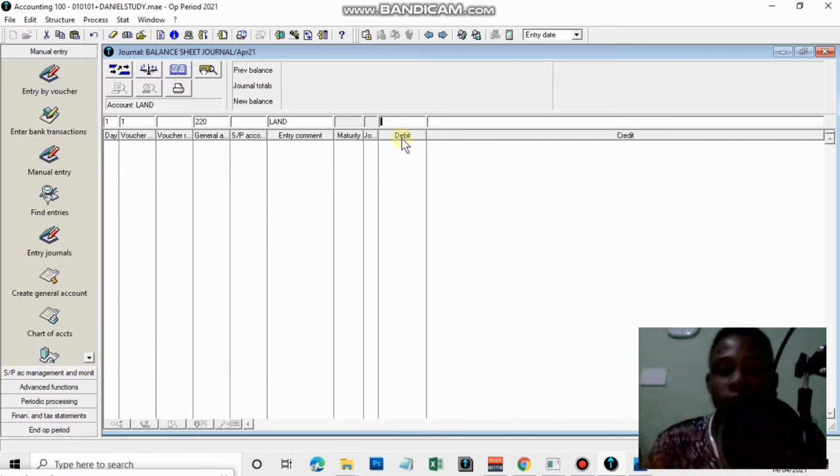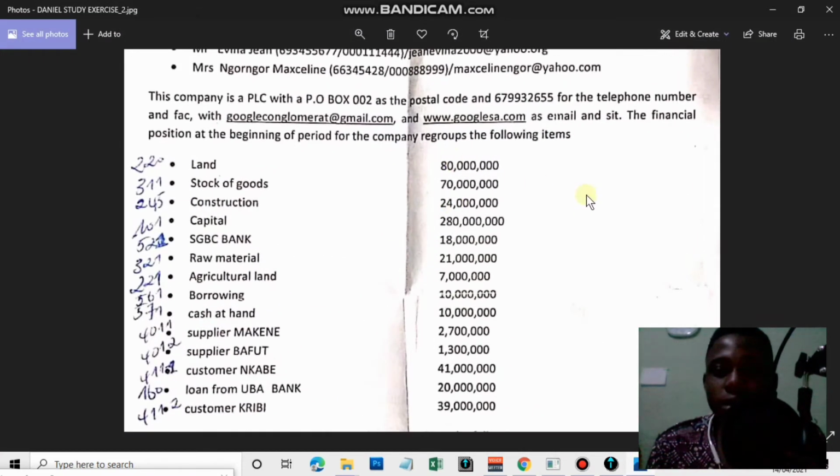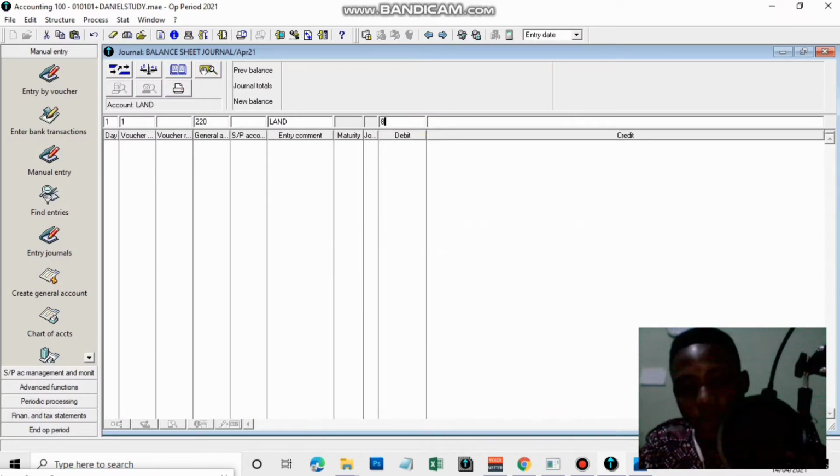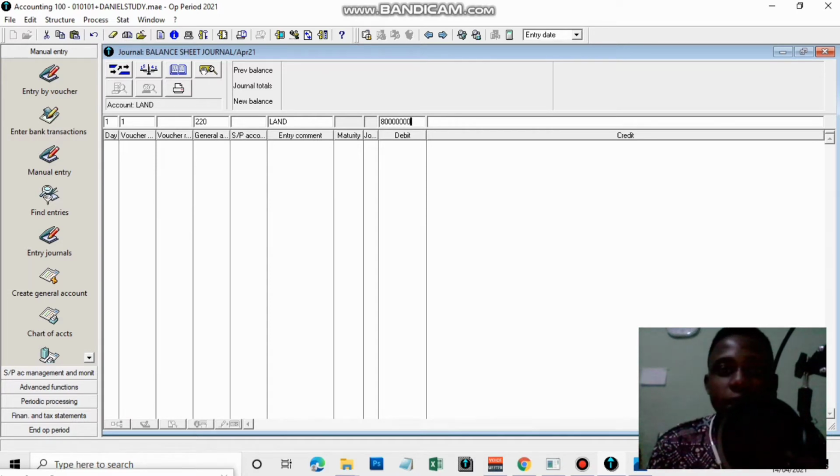And we look at the amount that we need to debit. The amount here is 80 million, so we write 80 million. After writing the 80 million, you press the enter key, and it records everything that is stated. Here you see the journal total is 80 million, and the new balance is 80 million. This space is meant for the sum of the debit side, and this space is meant for the sum of the credit side.